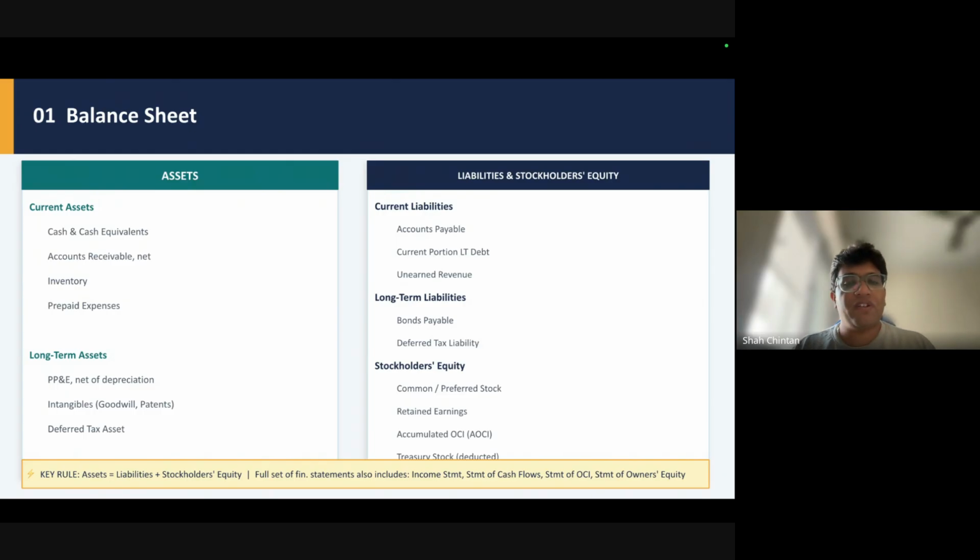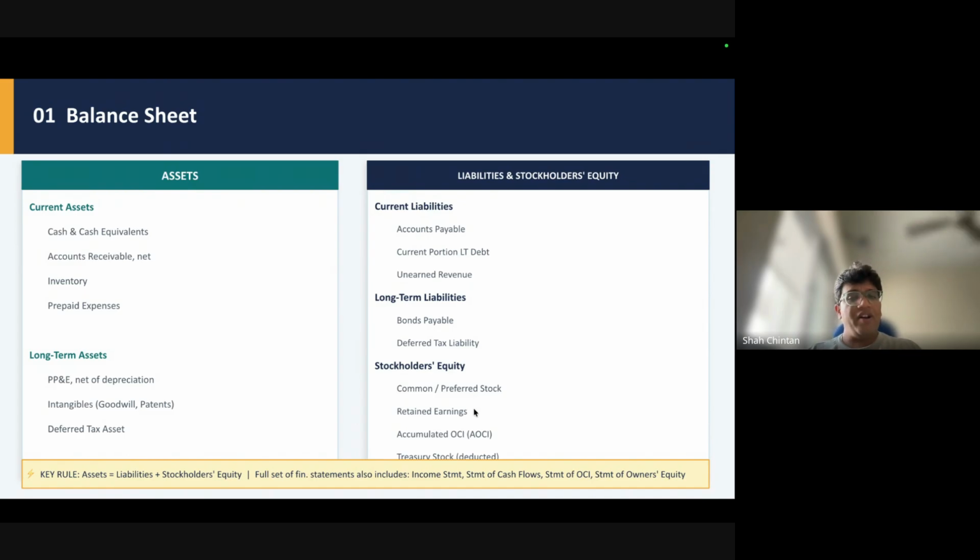Non-cumulative preference stock means you have to pay the dividend only and only if you declare it. If in any year you have not declared a dividend, then preference stockholders will not get a dividend for that particular year. So when we go to chapter number 3, stockholders' equity and EPS calculation, we will see how different types of preference stocks have an impact on the EPS calculations.